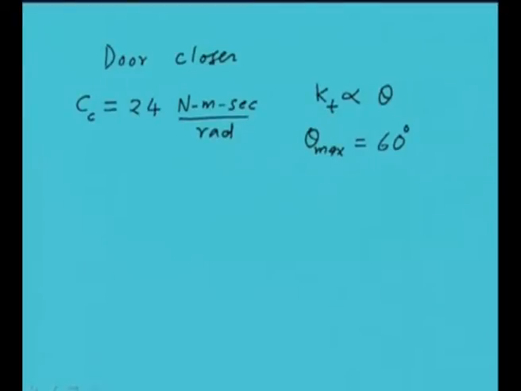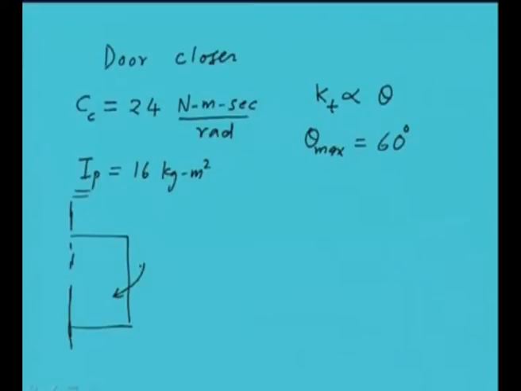And we have other conditions, like we know the polar mass moment of inertia of the door, that is 16 kg meter square. So with respect to the frame, if let us say we have a door like this, so with respect to this axis, the door, because the door can open in this kind of way, so about this axis it has a polar mass moment of inertia of IP, that is 16 kg meter square.